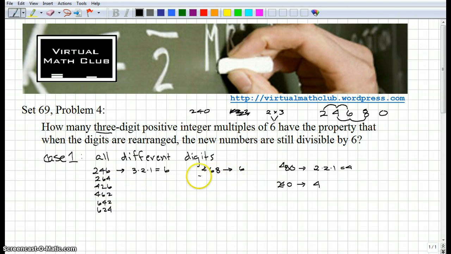Okay, so what do we got here? We've got 12 plus 8, which is a total of 20. All right, so the total number is 20 for the case where we have all different digits. So let's look at another case.